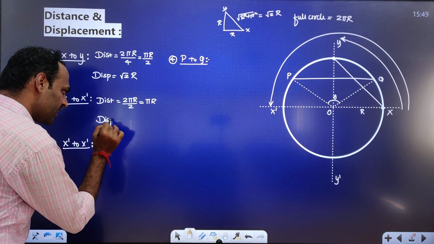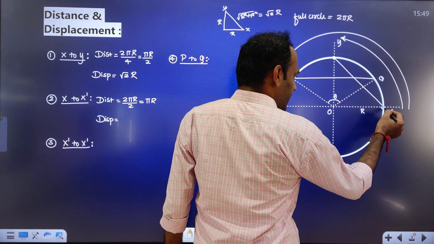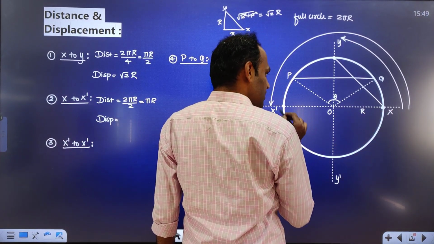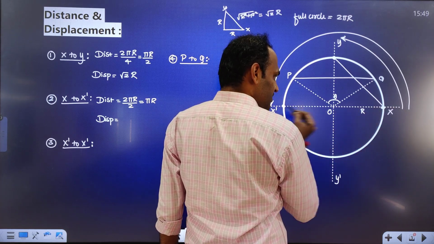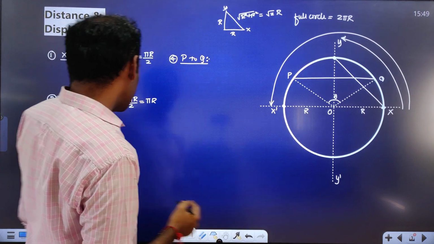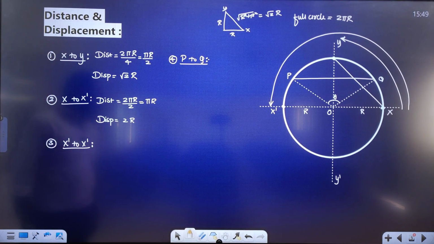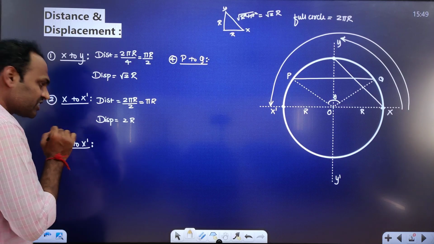Displacement means the straight line distance from initial position to final position. So which is the initial position? X. Which is the final position? X dash. So this is the straight line, and this is the displacement. If this is r, this will also be r. So r plus r will be equal to 2r. So displacement is 2r in this case.